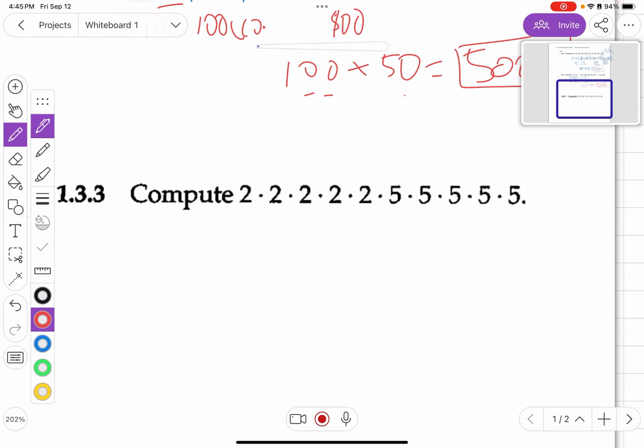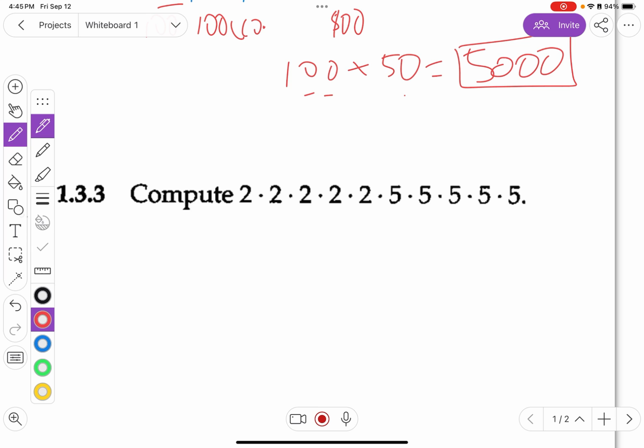Now, 1.33, it's true that you could multiply this out and say it was 2 to the 5th times 5 to the 5th, but the insight that you want to get from this is that I can rearrange it into 2 times 5, and another 2 times 5, and another 2 times 5, and they match up. I have 5 2s and 5 5s.